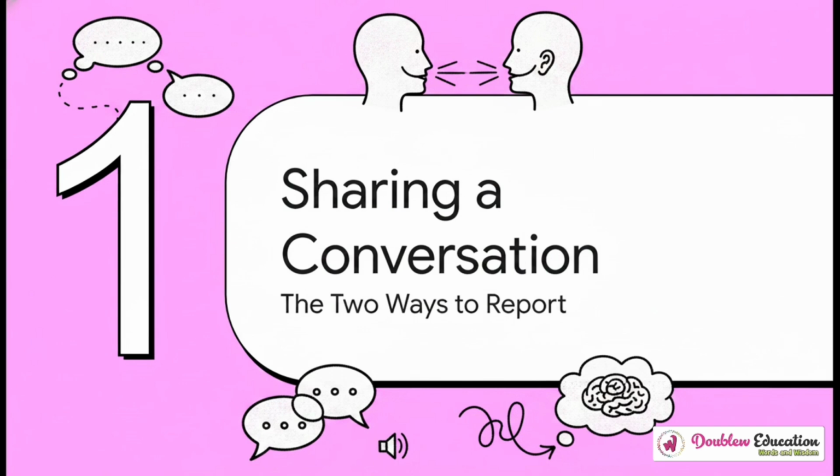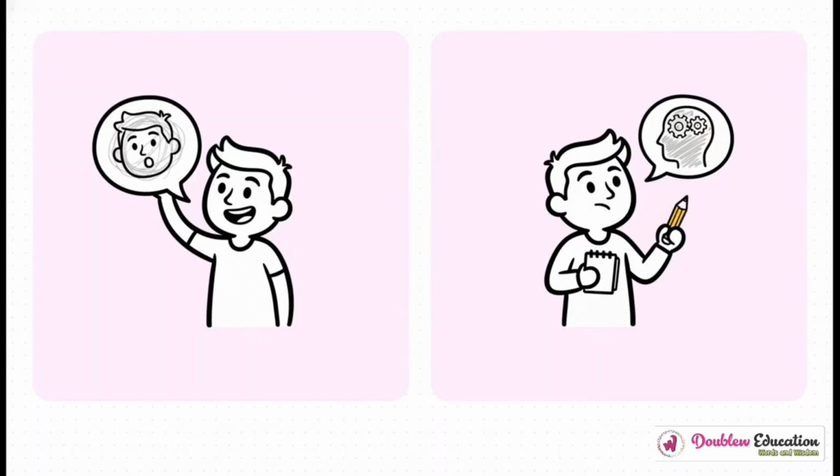All right, first up, sharing a conversation. The two ways to report speech. So when Ahmet goes to share Neha's news, he's got two choices. And here they are, right next to each other. On the left, you've got direct speech. That's where Amit uses Neha's exact words. And on the right, indirect speech, where he's just reporting the main idea. Just by looking, can you already spot a few differences? Let's break it all down.